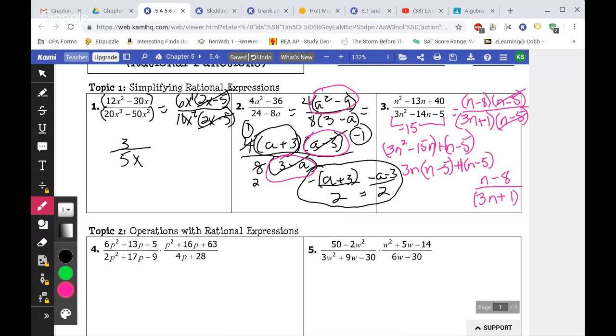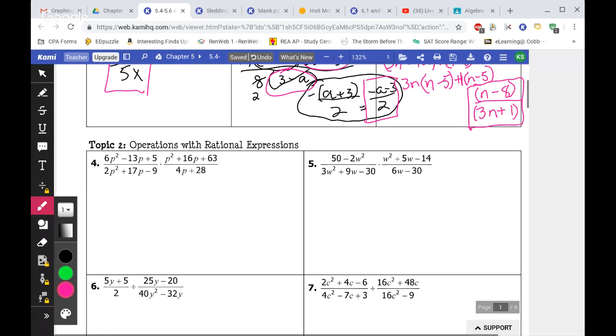And I usually try to keep my factors in parentheses. You don't have to, but it's just nice to know that they're factors. Square up my answers. Okay, any questions about those? And how do you feel about that? I feel really good about that. Okay, cool. All right, number 4.